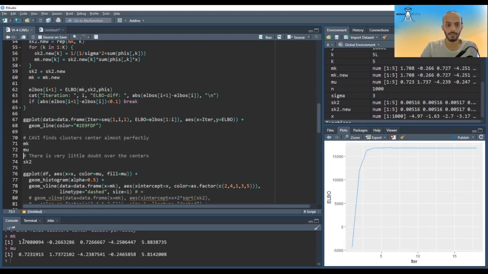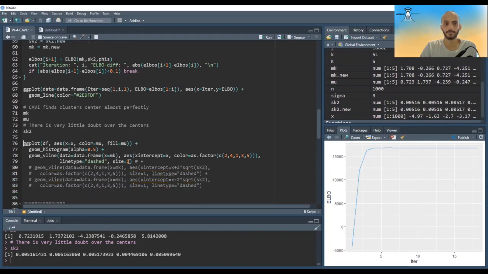So you can see that they are really close. Yeah, so here we have 1.7, and here we have 1.7. Here we have minus 0.26, and here we have minus 0.24. We have 0.72, 0.72, minus 4.25, minus 4.23, 5.88, 5.81. So pretty close. And these are the variances for each point. We can see that there is very little doubt over the centers of each cluster.